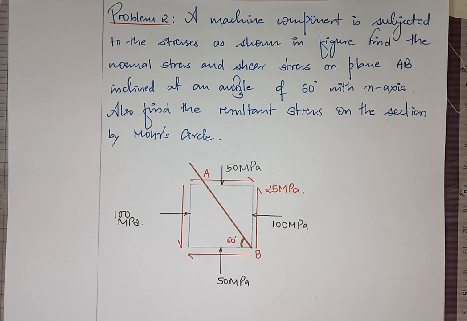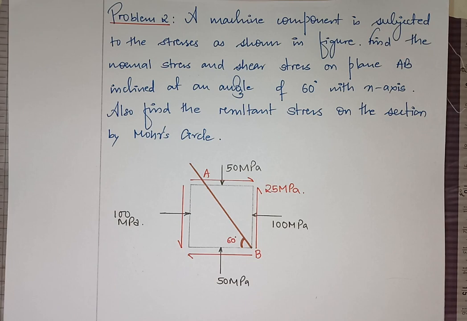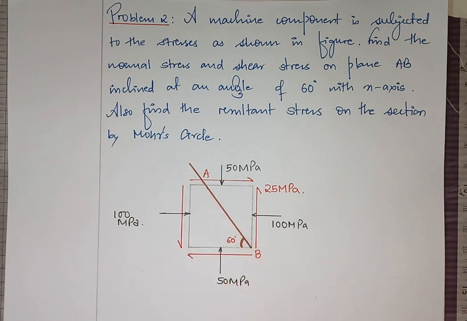Okay, if I just check it out, he has given the state of complex stress because it is having plane stresses as well as shear stresses. Right, now he has given a section or a plane AB. So this line what you are observing in brown color is the section or plane AB, which is making an angle of 60 degree with respect to x-axis.